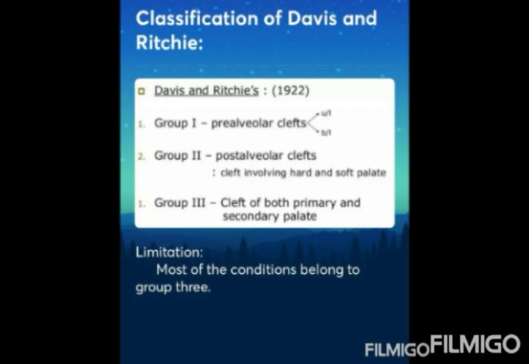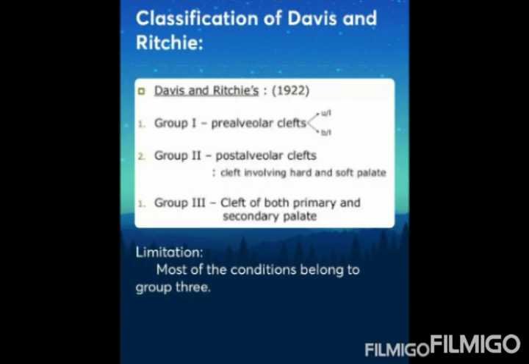The fourth classification is the classification of Davies and Ritchie. Davies and Ritchie's classification was introduced in 1922. Group 1, Group 2 and Group 3. Group 1 is pre-alveolar cleft, unilateral or bilateral. And Group 2 is post-alveolar cleft.